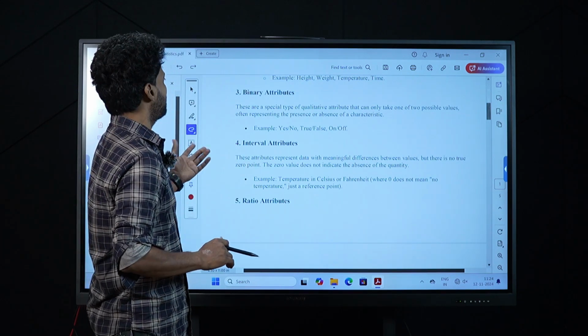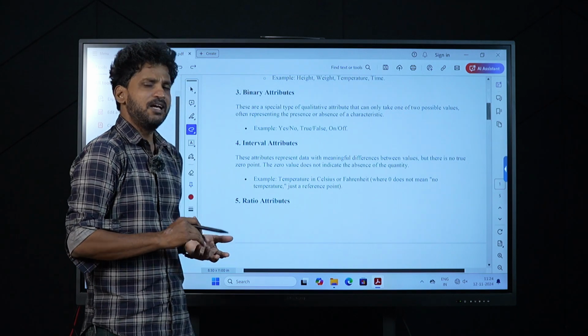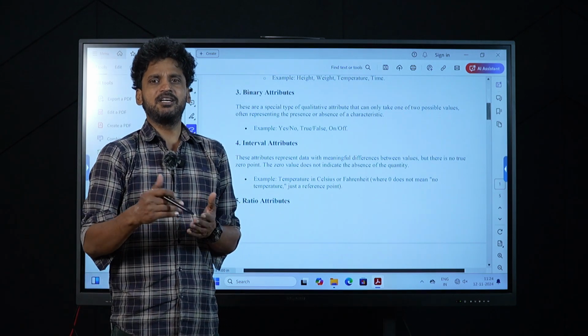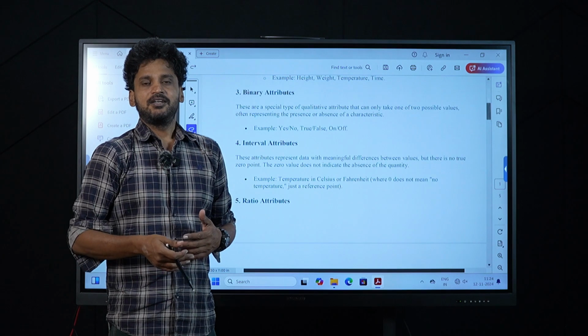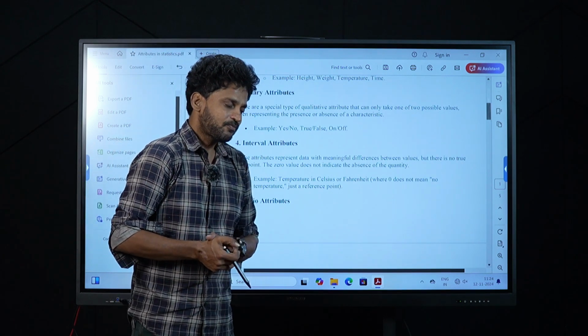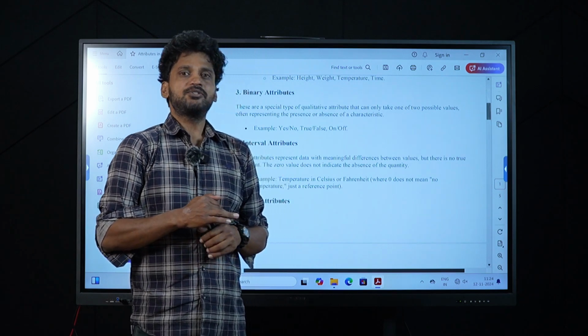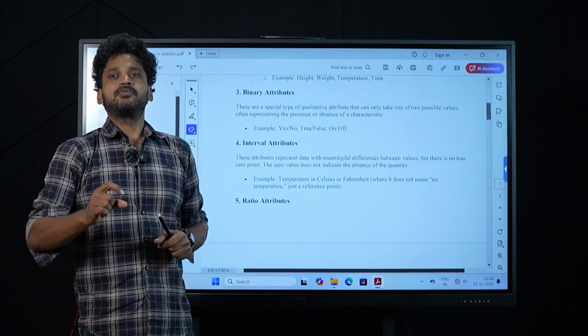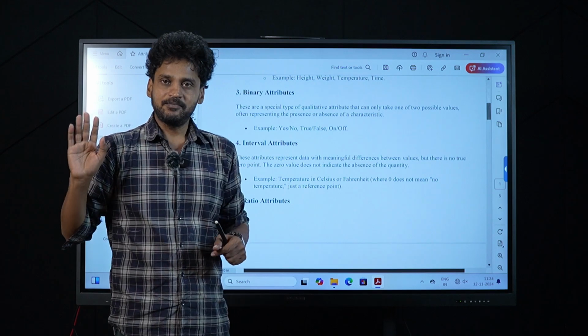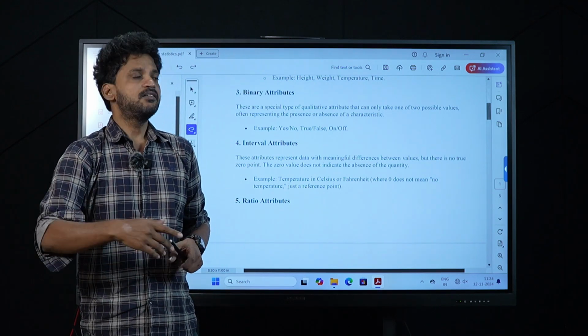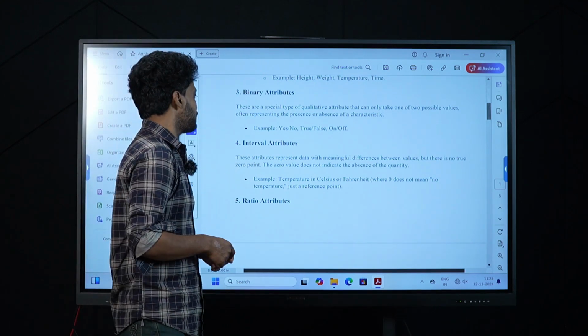For example, male or female. Generally we don't just take this as male or female, but male or not. And in other terms, for true or false, the best example is whether you choose a specific feature or not. Yes or no, that's it. That will be called a binary attribute.